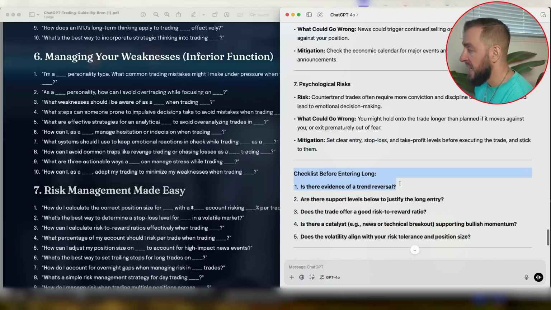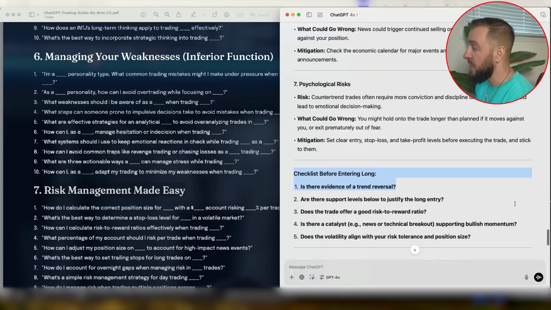Checklist before entering long. Is there evidence of a trend reversal? Are there support levels below to justify the long entry? Does the trade offer good risk to reward? Is there a catalyst? Does the volatility align with your risk tolerance and position size? Okay, so great checklist. If you want to copy this, feel free. It's a good one. And let's go through this.